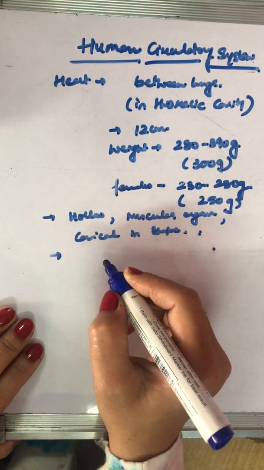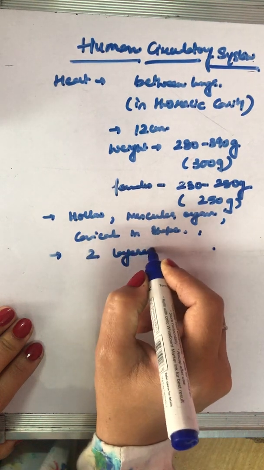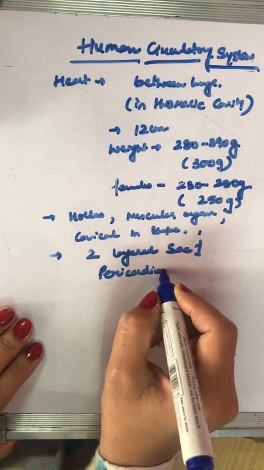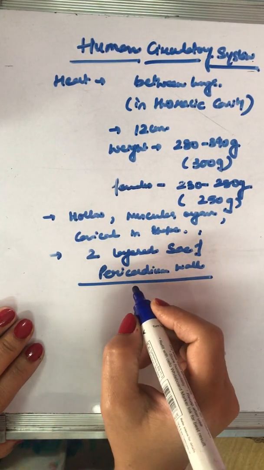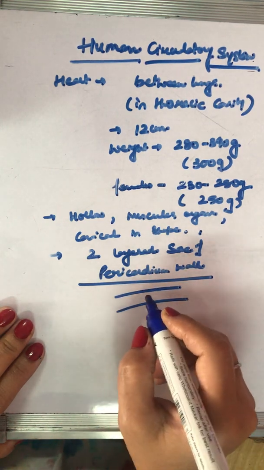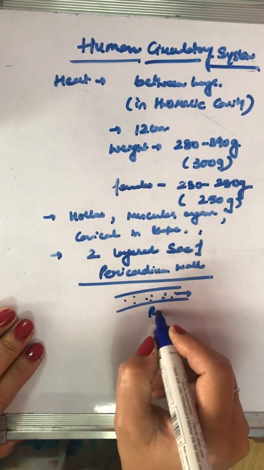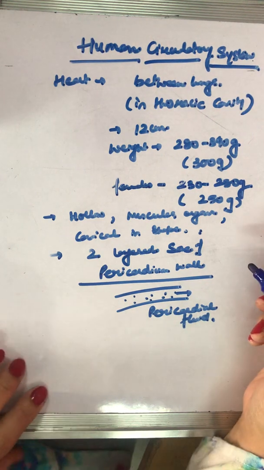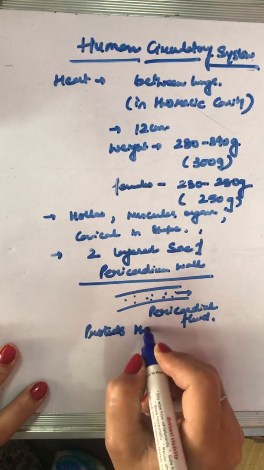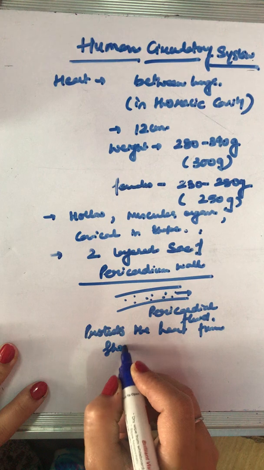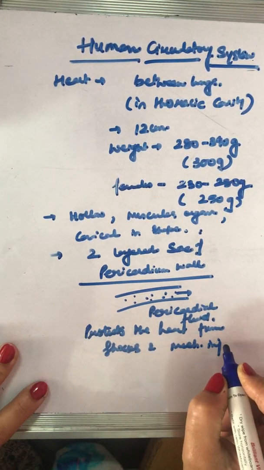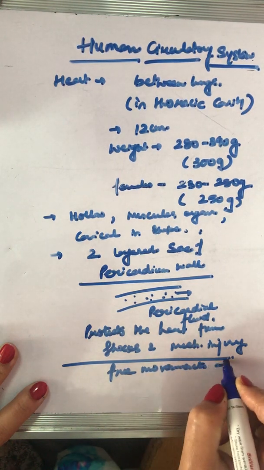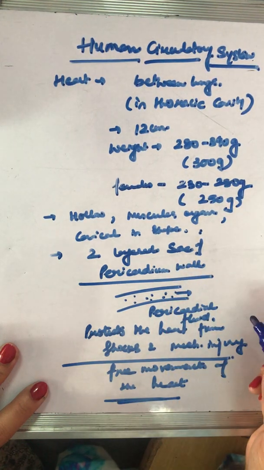Then we say, does it have any protection? Yes, it has a two layered sac of pericardium wall. Pericardium wall, which is attached to the heart. In between the two layers is a cavity, and this cavity is filled by a fluid known as pericardial fluid. Same way we did for the lungs also. What is this fluid responsible for? Protects the heart from shocks and mechanical injury, along with free movements of the heart, basically meant for protection, right?